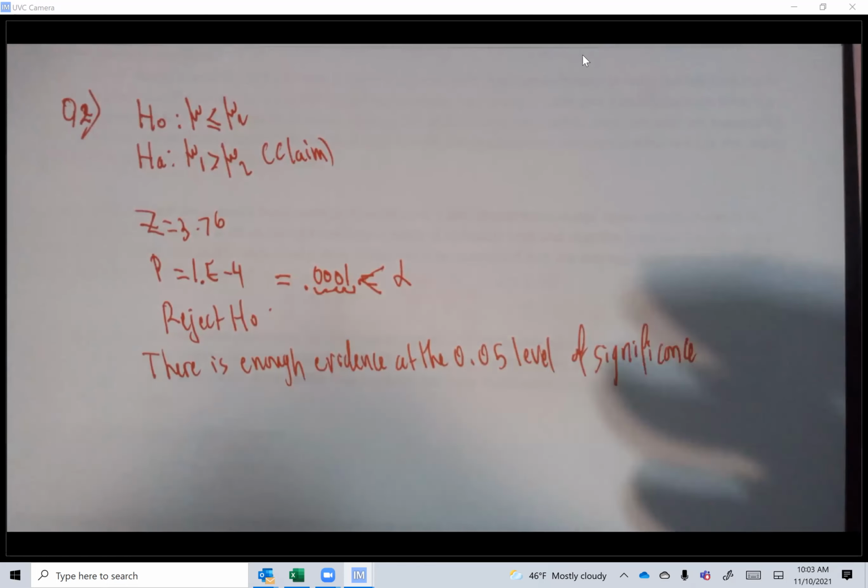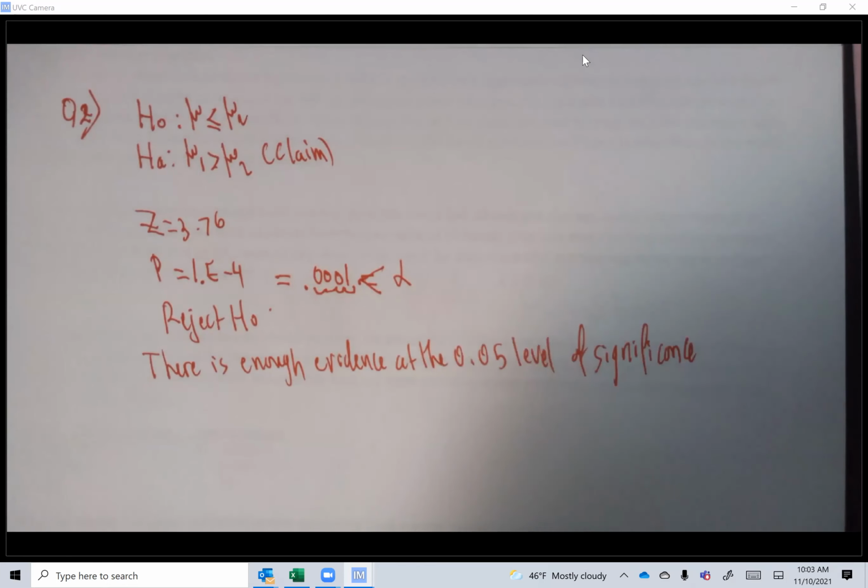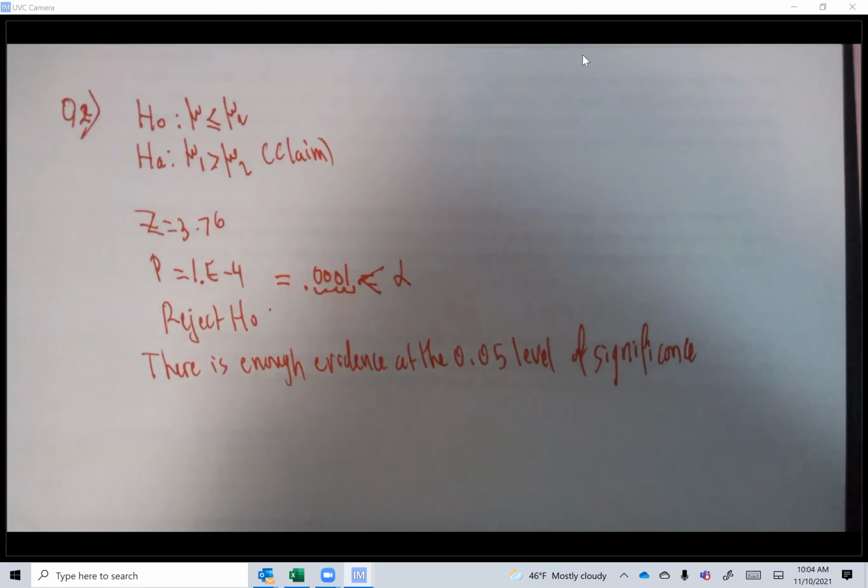And this is how all those vaccine companies did their research and submitted to the FDA, through a hypothesis test. But I think the alpha that they use is 0.01. So alpha was a very small one. It's only a 1% chance of making a type 1 error.